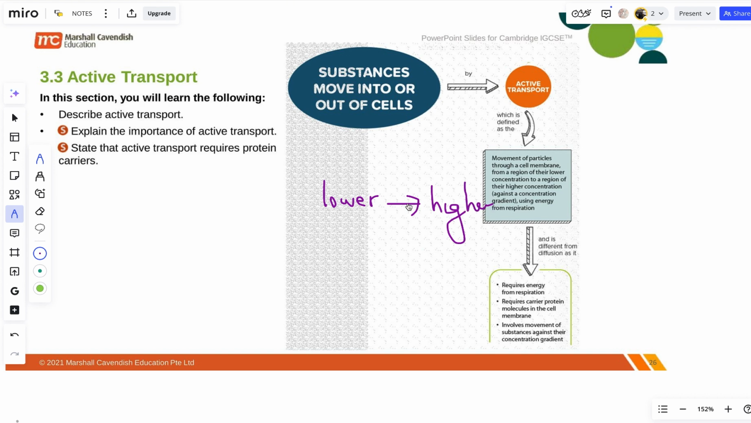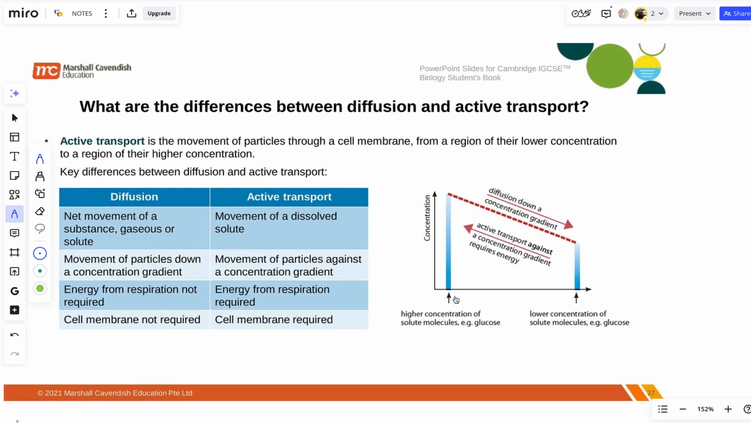It requires energy to put the molecules or substances up the slope, because they are moving against the concentration gradient. You are moving against the gradient. So active transport requires energy from respiration. Remember this in multiple choice exam. It also requires a carrier protein molecule in the cell, and also involves the movement of substances against their concentration gradient. Active transport requires energy, it requires carrier protein, and it requires the movement of substances against the concentration gradient.